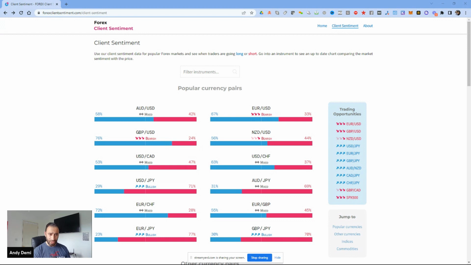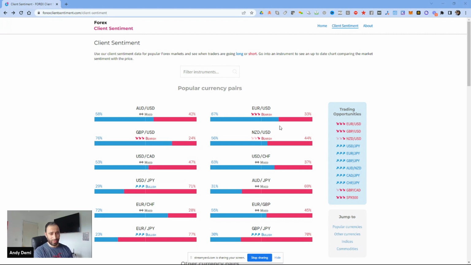Because ultimately, if most people lose money and they are long, then most probably the market is going to go down, okay? And they're going to lose. And equally, if most people are short, then most likely the market is going to go up. Now, I wouldn't recommend that you use this as a standalone indicator, but certainly it can aid you in choosing an overall direction in the market. Okay, so let me show you how it works.